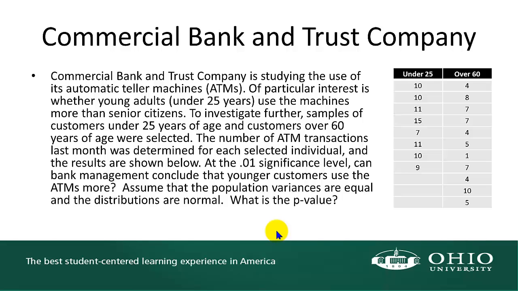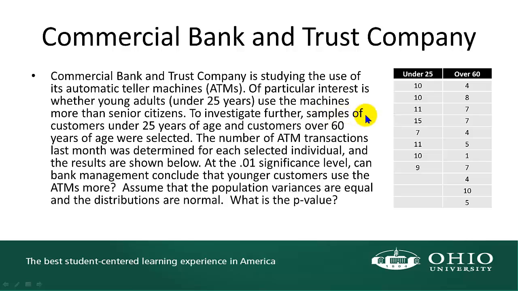So when I start thinking about samples and my alternative hypothesis, I would say mu younger is greater than mu over 60. So we'll get to that when we start talking about the solution technique.